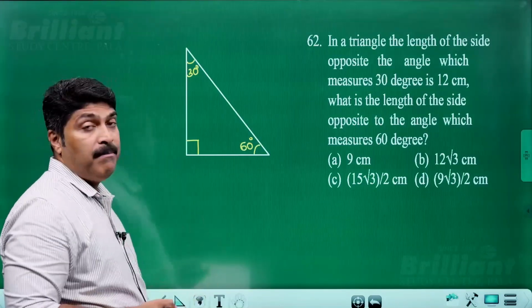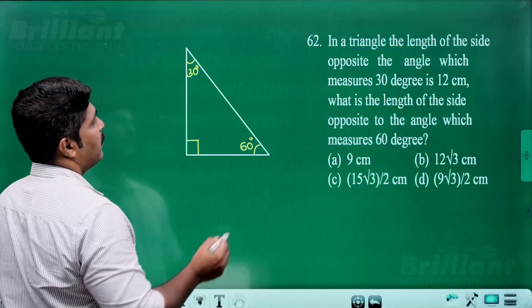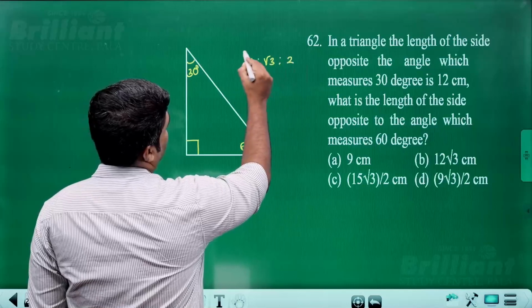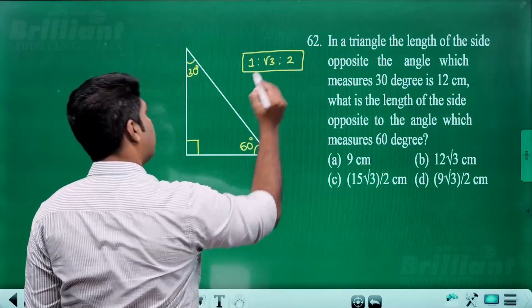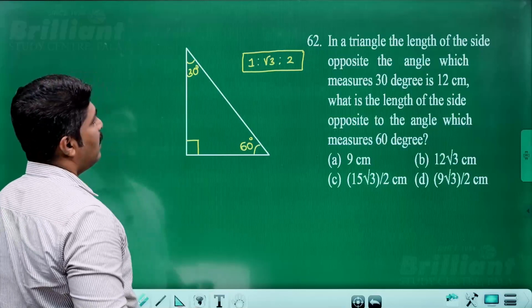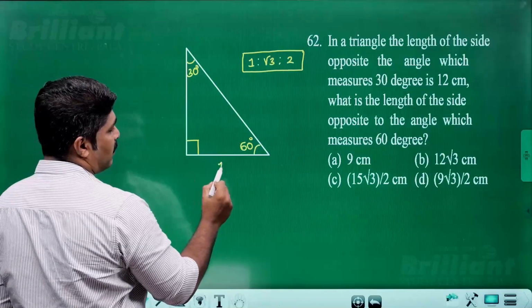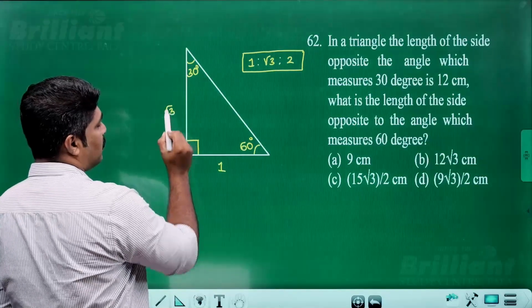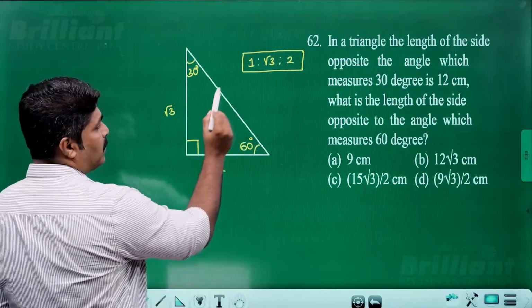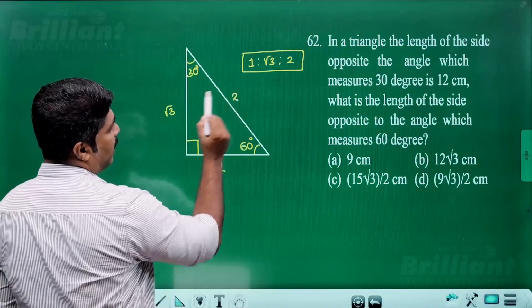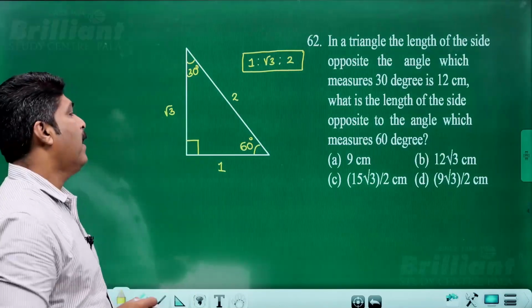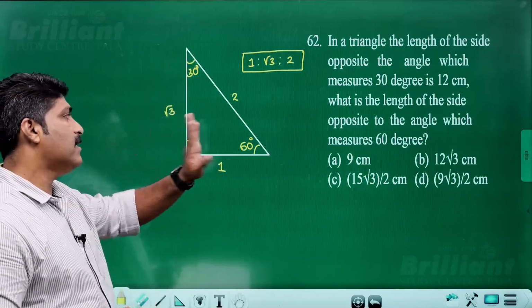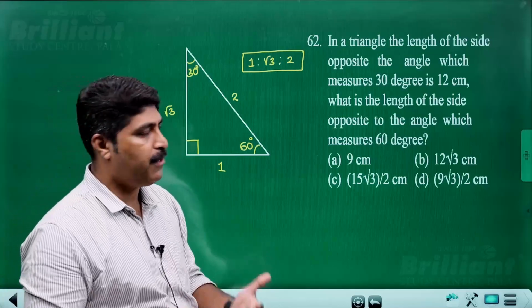There is an important ratio of sides here. The ratio is 1:√3:2. It's an important Pythagorean triplet. What it means: the side opposite to 30 degrees is represented by 1, the side opposite to 60 degrees is √3, and the side opposite to 90 degrees, the hypotenuse, is expressed as 2. It will help you find measures like 30 degrees, 60 degrees as part of trigonometry operations.